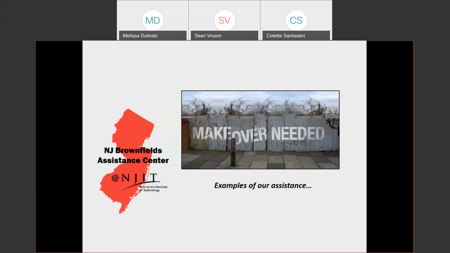Another example is maybe you're new to brownfields and you just don't know where to start or how to proceed. That's okay. We'll sit down with you and create a roadmap that gives you step-by-step instructions on all the things that you'll need to do to get your brownfield sites assessed, cleaned up, and redeveloped. And then we can help you navigate those steps. So those are just some examples. Again, we tailor our assistance to your needs. So next slide.